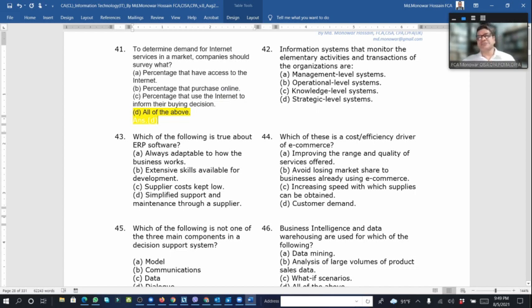Information systems that monitor the elementary activities and transactions of the organization are at which level? There are four levels here. So what would be the answer? The operational level system. Information systems that monitor elementary activities and transactions of the organization are operational level systems.